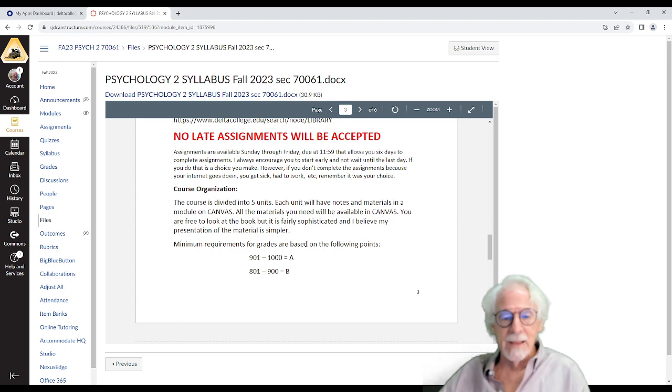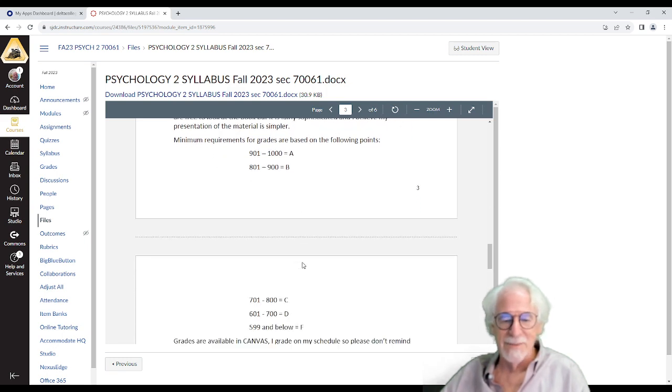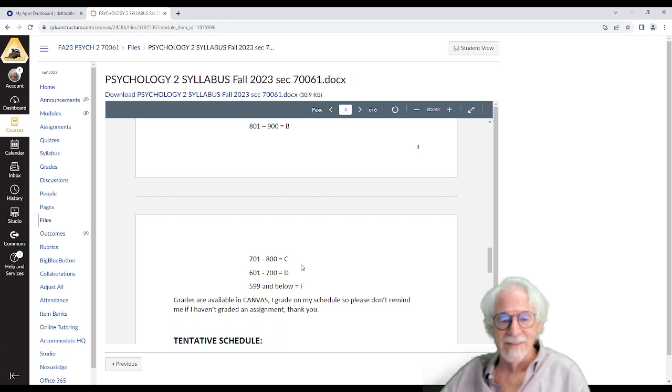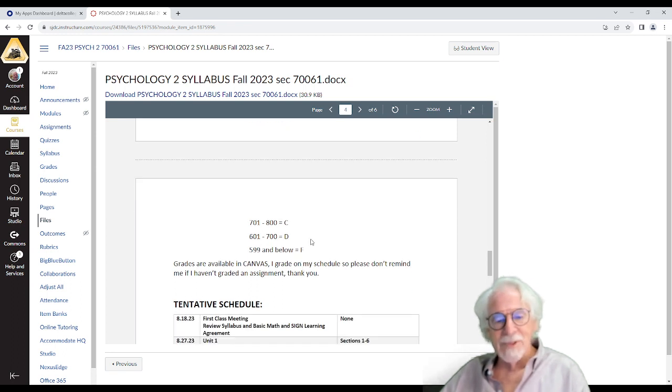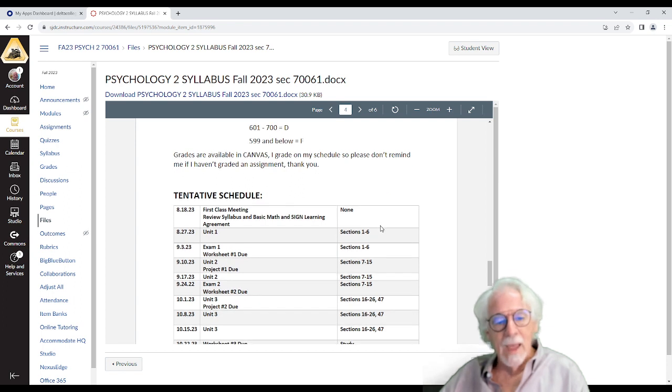As I said, it's organized in 5 units, 1,000 points possible total. So 900 to 1,000 gets you an A, 801 to 900 gets you a B, 701 to 800 gets you a C. And you don't want to get below that, right? Because D's and F's don't help. Basically, you'll be able to check your grades in Canvas and see where you're at.